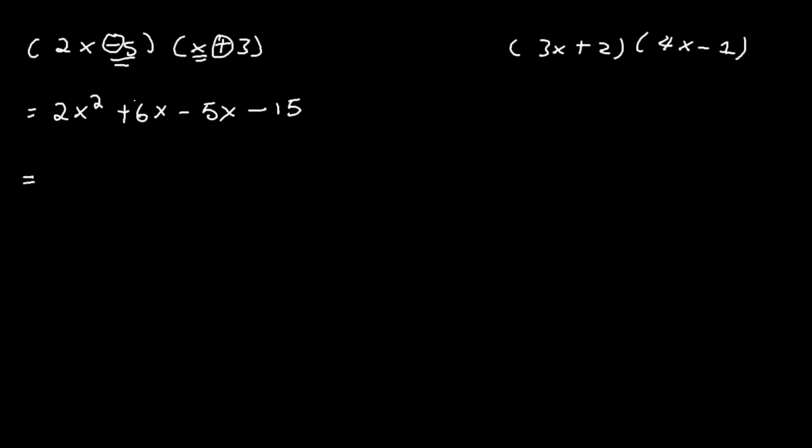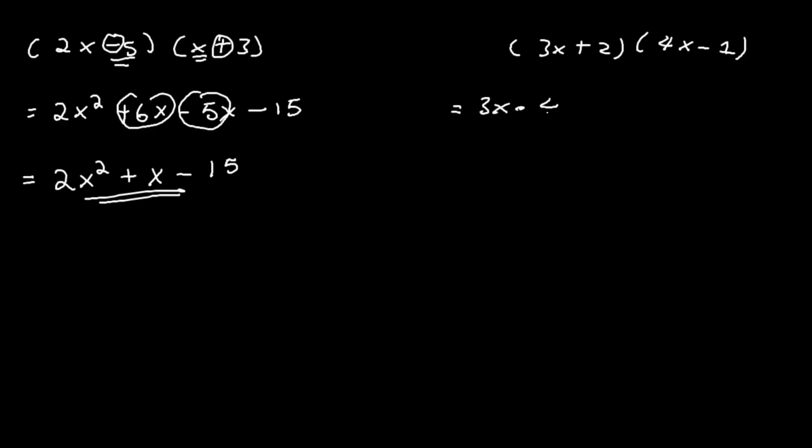Let's find our like terms. These two are like terms. So we will have 2x to the second power, and we will have positive 1x, or simply x, minus 15 as our final answer.